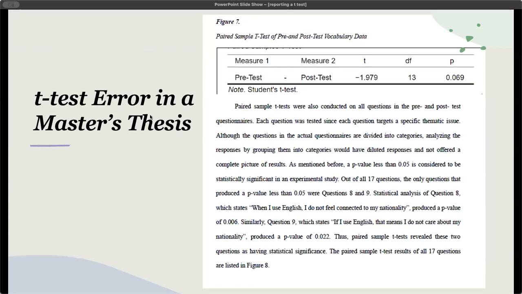Now, here's a t-test error. So we've got a student who put in a contingency table, pre-test to post-test, t-test, degrees of freedom, and p.069. The paired samples t-test also conducted in the groups of the pre-test, post-test question. Each question was tested since each question targets specific thematic group. And so when she's writing this up here, as mentioned before, p-value less than 0.05 is considered to be statistically significant. The write-up here is not done correctly. And the contingency table isn't referred to properly.